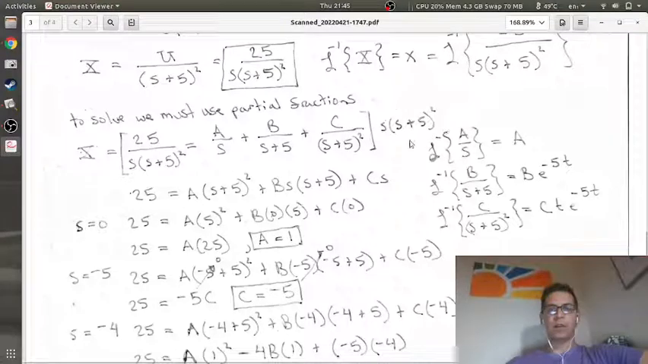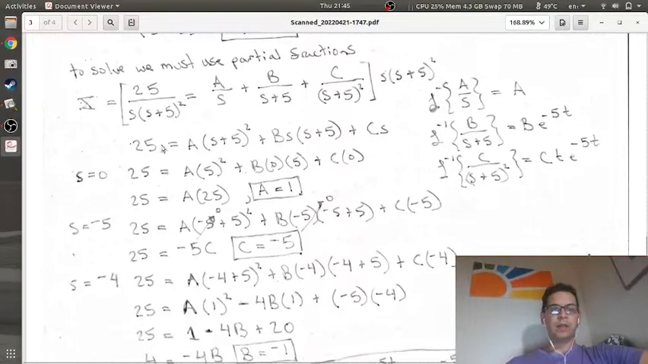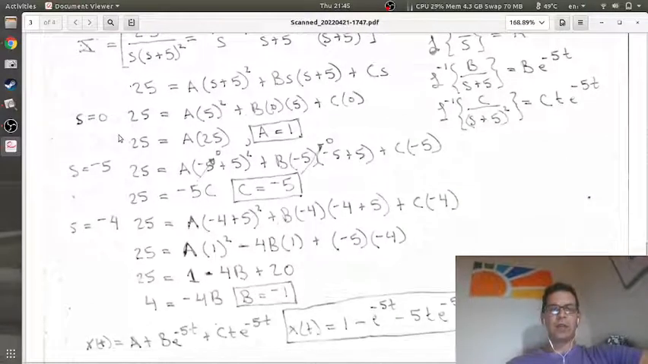In order to solve that, what I did was I multiplied by this denominator here, s times (s plus 5) squared. And so that cancels on this side, and so I just get 25 on the left. And then you'll notice that this just trickles through on the right here. I'm going to hand wave this part because this is basically a bunch of algebra.